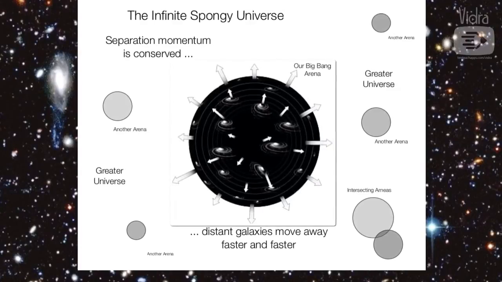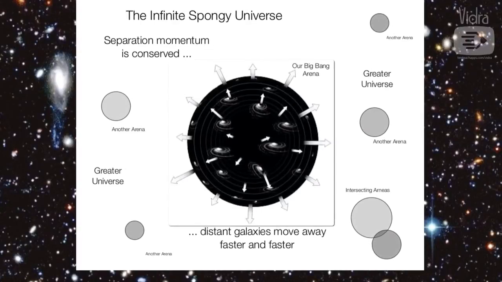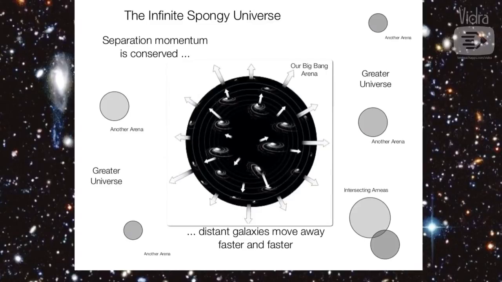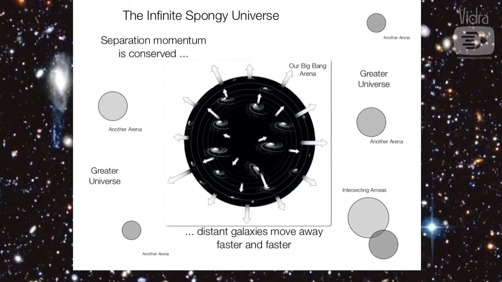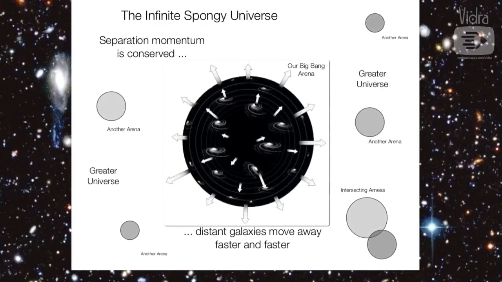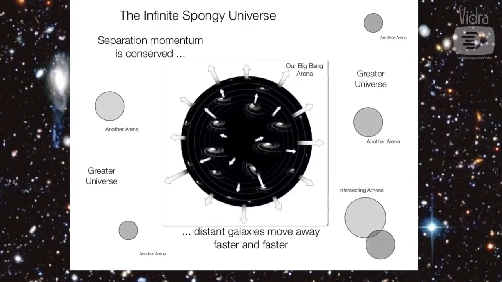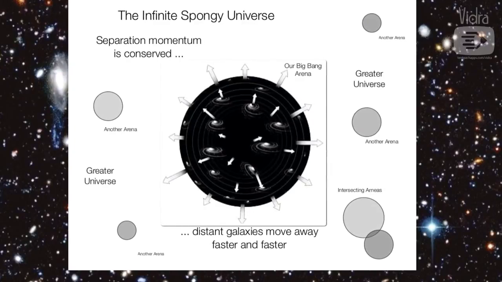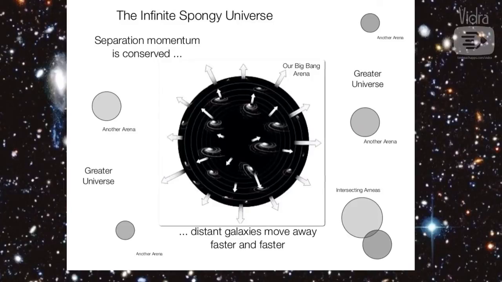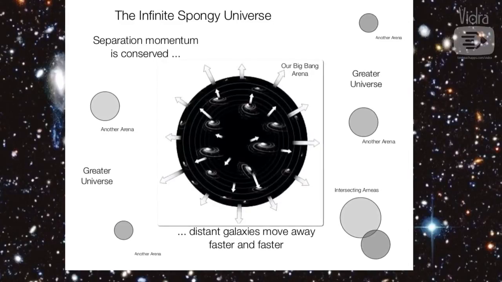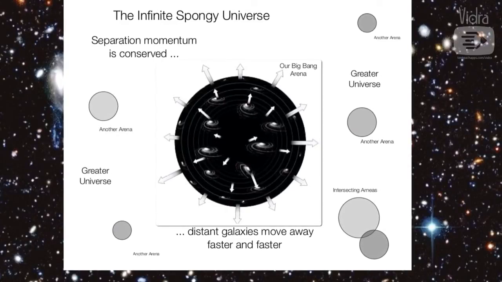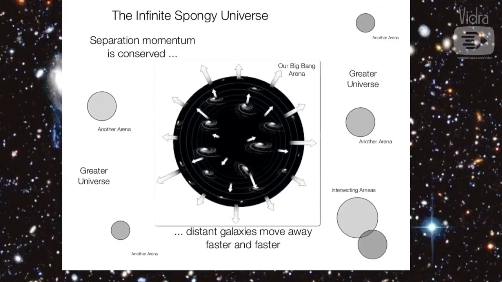Separation momentum is conserved throughout the maturing process, and ultimately, the galaxies and galaxy groups that form and fill each maturing arena inherit separation momentum as well. Distant galaxies are observed to be moving away faster and faster.